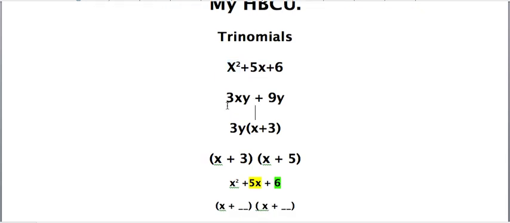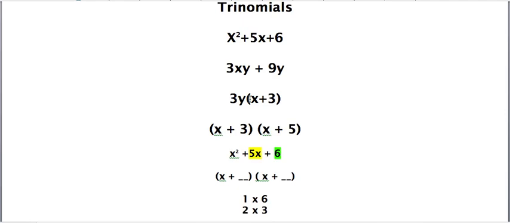So, let's look at how we factorize a trinomial. First of all, let's think about what factorizing is. Now, a simple example is this: 3xy plus 9y. Factorizing just means putting it into brackets. So for example here, this has been put into a bracket.